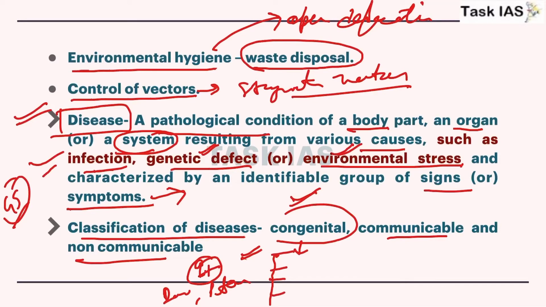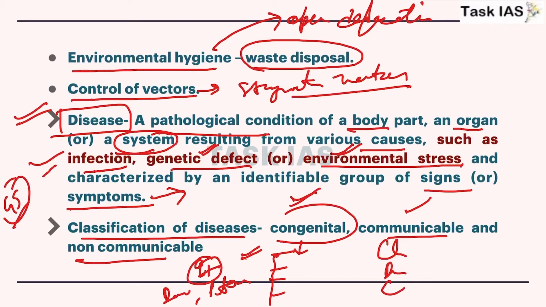And communicable disease, there are various communicable as well as neglected tropical diseases as classified by WHO. So some examples are cholera, dengue, chikungunya, you can write these examples.